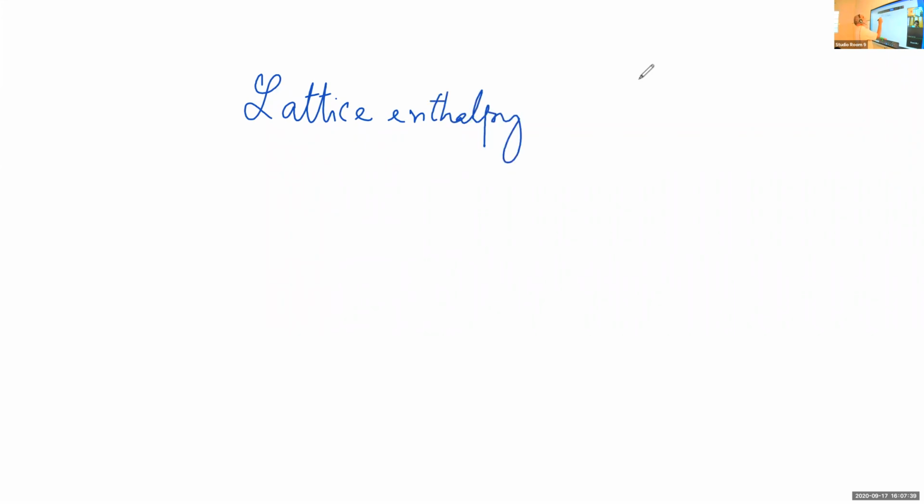What is meant by lattice enthalpy? Lattice enthalpy comes into play when we deal with the properties of ionic compounds. You take 1 mole of an ionic compound. As we know, an ionic compound is composed of positive and negative ions.